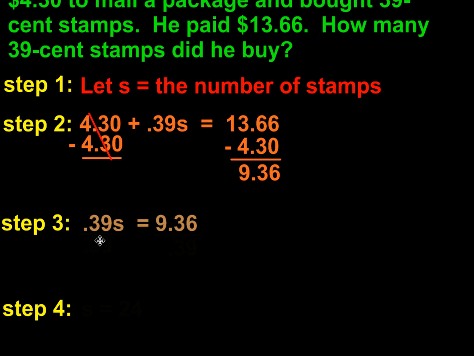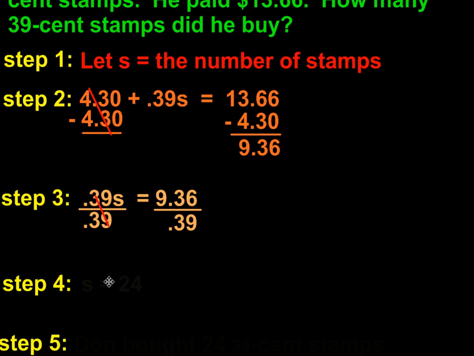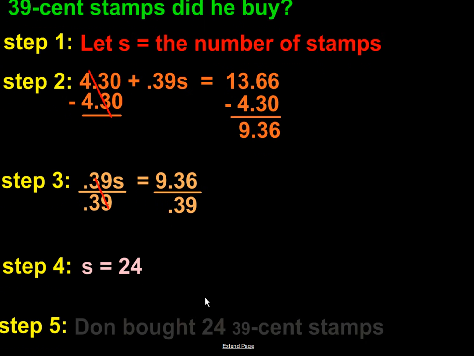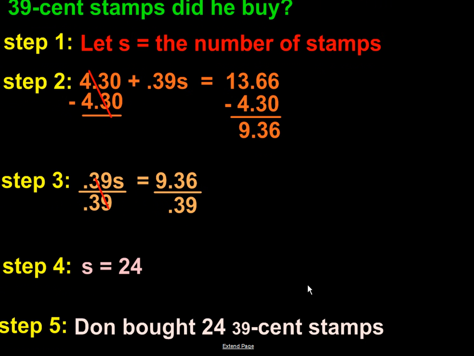I now want to remove 0.39 from this side to isolate s. If I do that on one side, I need to do it on the other, which is going to give me s equals 24. And then I put that back into a sentence. Don bought 24 39-cent stamps.